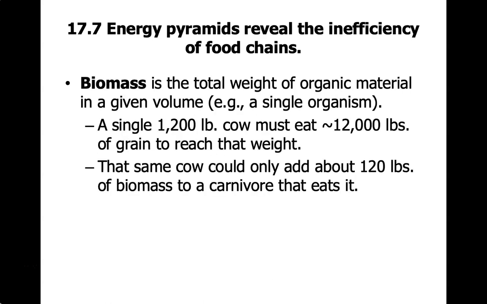If we look at this in terms of mass, rather than 10% of the energy, let's say that we have an organic weight of a particular individual. Only 10% of the weight is going to be transferred to the next level. To think of it another way, you have to eat 10 times your weight in the energy level below you. So if you have a single cow that weighs 1,200 pounds, he has to eat about 12,000 pounds of grain just to reach its weight, because only 10% of the energy in that 12,000 pounds is available for that cow. So if the cow is going to become a 1,200 pound cow, it has to eat 10 times that amount of weight.